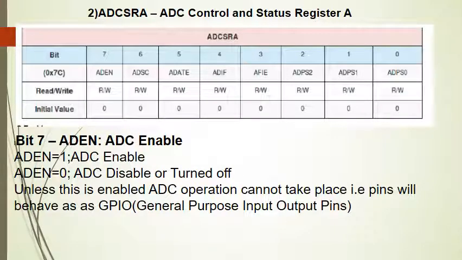So now let us proceed with the 7th bit, that is the ADC enable bit. If this bit is 1, it means the ADC is enabled, and if this bit is 0, that means the ADC is turned off. Unless and until we write 1 in this bit, the analog to digital conversion won't take place, and the 6 or 8 pins, depending upon the package of the ATmega, will behave as general purpose input output pins.